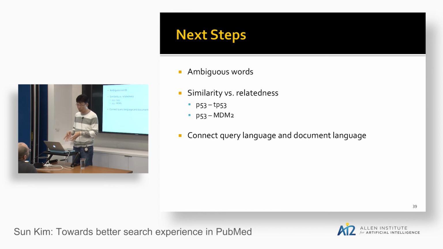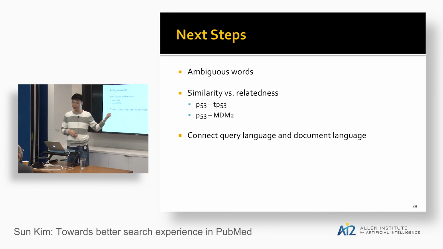And that is a problem for ambiguous words. Second is a more important problem: similar words versus related words. We need similar words, but maybe not related words. One example: if a user enters P53, the synonym TP53 is good. If we can retrieve documents with TP53, that's a plus. But if we use word embeddings, MDM2, another protein, is also close to P53.